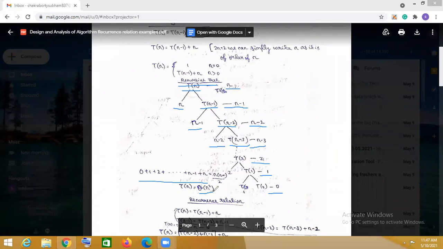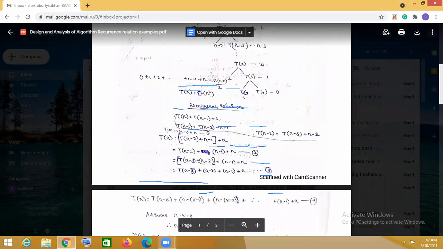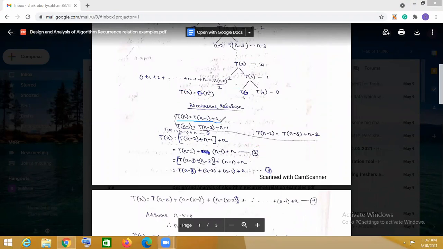Then how can we solve this recurrence relation using the substitution method? If we solve this problem using the substitution method, it will look like this. First, what is our main function? Tn equals Tn minus 1 plus n. This is the total function we get.